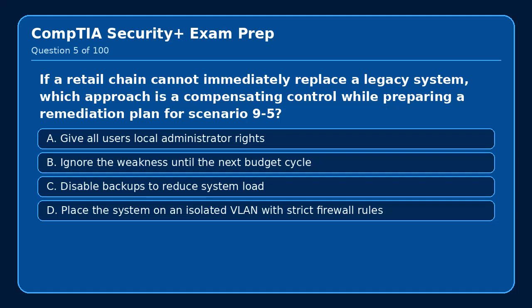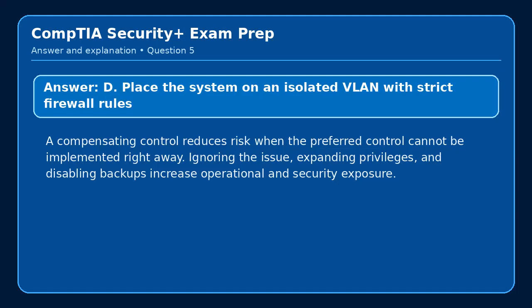The answer is D. Place the system on an isolated VLAN with strict firewall rules. A compensating control reduces risk when the preferred control cannot be implemented right away. Ignoring the issue and expanding access are not compensating controls. Question 6.